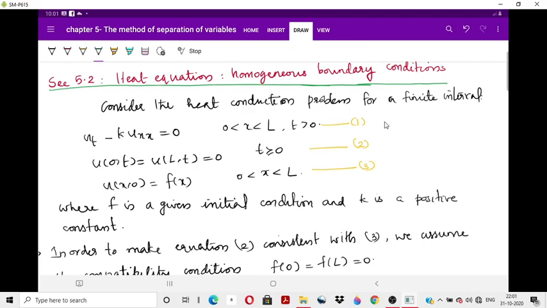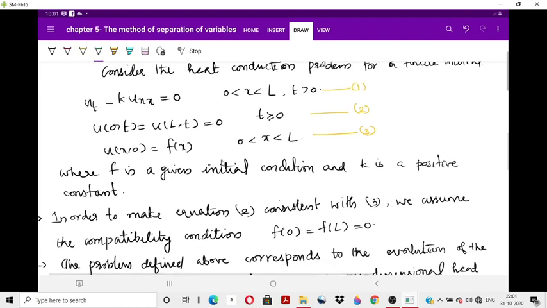Now consider the heat equation problem for a finite interval: u_t minus k u_xx equal to 0, where 0 < x < L, t > 0, with the boundary conditions u(0,t) equal to u(L,t) equal to 0 where t > 0, and the initial condition u(x,0) at time t equal to 0 is equal to f(x), where 0 < x < L. So this is the initial and boundary value problem for the heat equation.